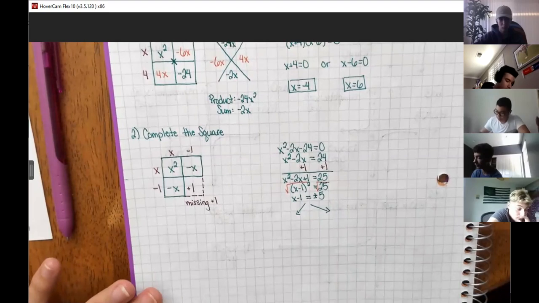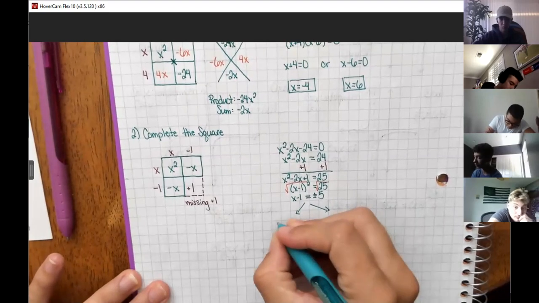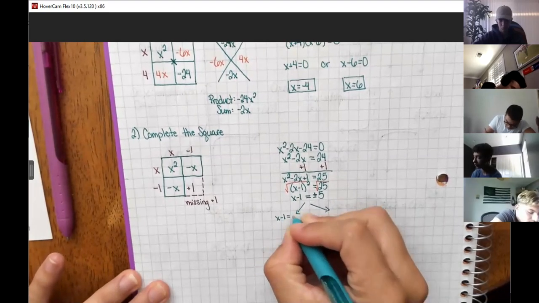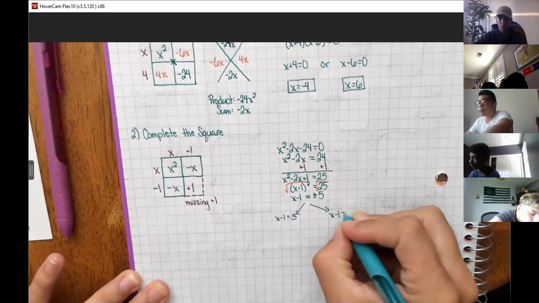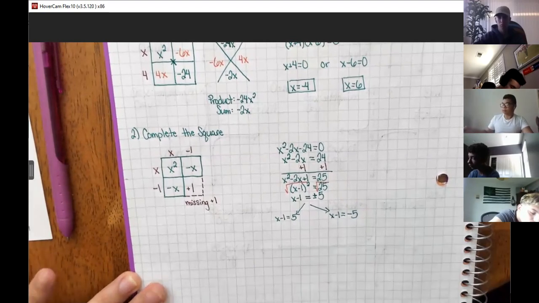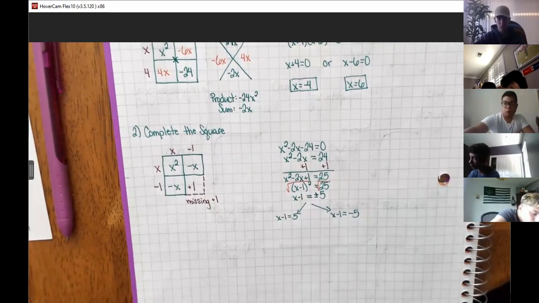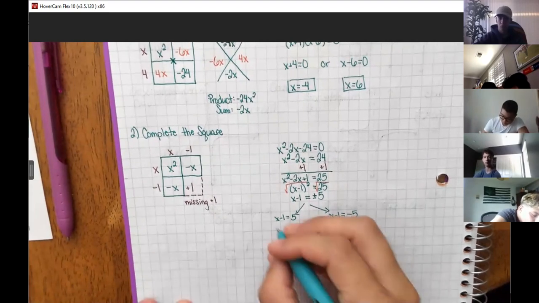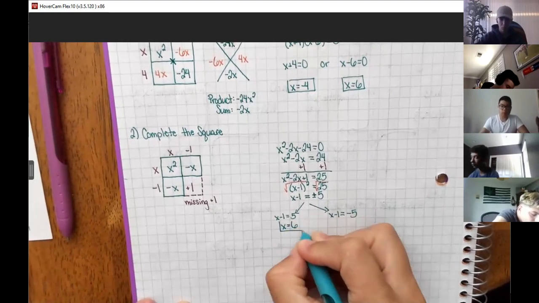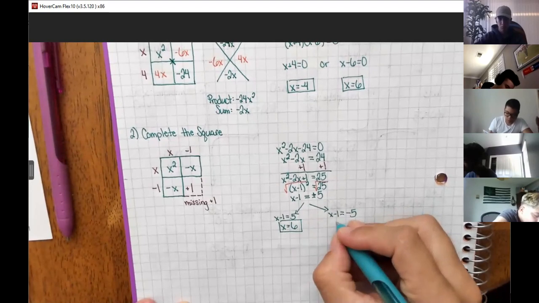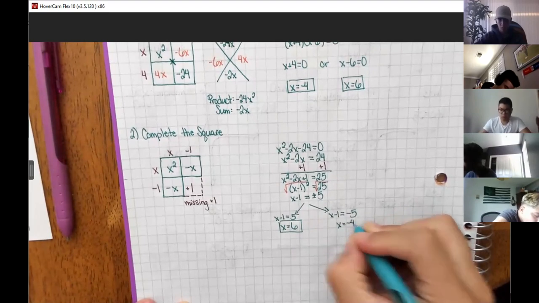And then this is where it splits into 2 pieces. So we have x minus 1 is equal to 5, and x minus 1 is equal to -5. So here, when we add 1, we get x equals 6. And here, when we add 1, we get x equals -4.